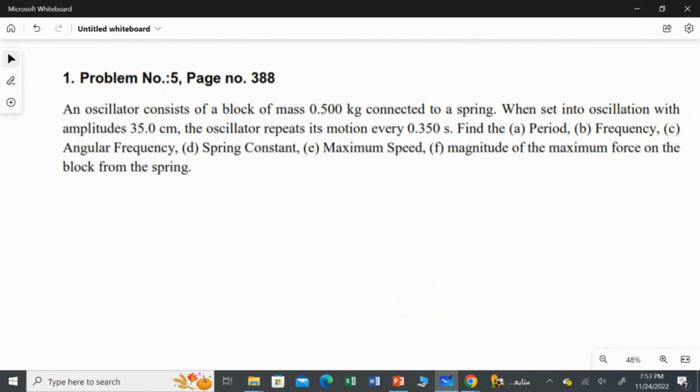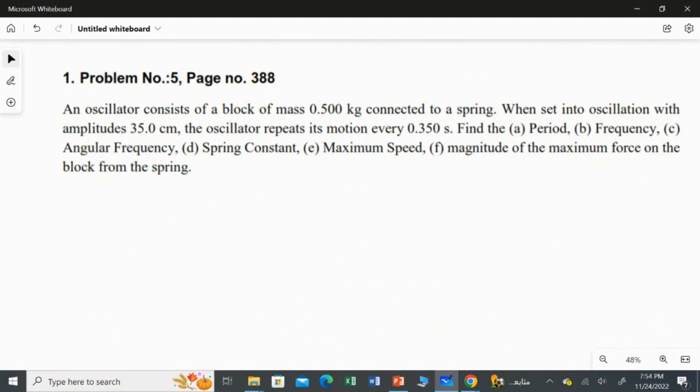An oscillator connects to a block of mass 0.5 kilogram connected to a spring. So you have an oscillator, and this oscillator consists of a spring as well as a mass, right? And the mass is mentioned here, which is 0.5 kilogram. When you oscillate the oscillator, it will be set into vibrations. By the time it will have the amplitude. So that means you can exactly trace its path as a sine wave.